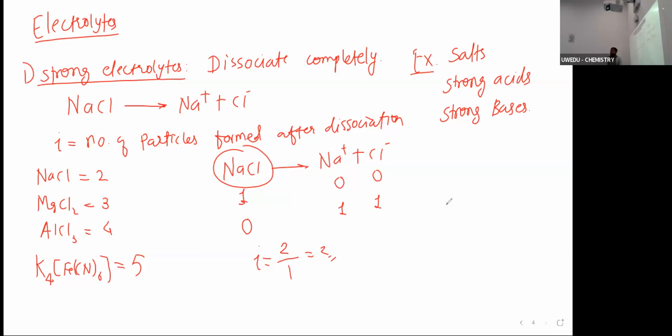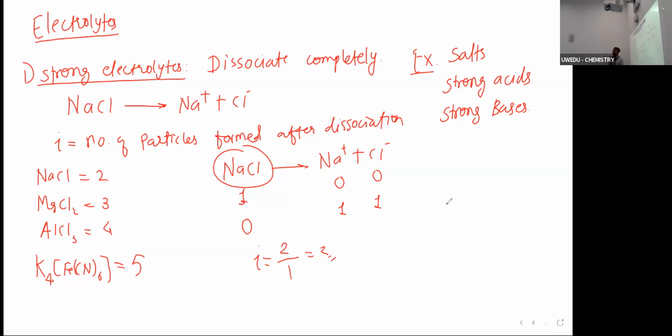Is BaSO4 a strong electrolyte? Because BaSO4, we know, is a precipitate that forms, right? So is it strong or weak? Strong or weak then? It is strong.